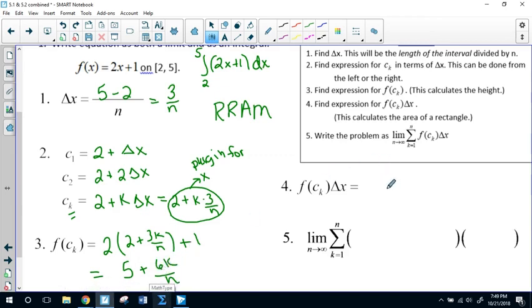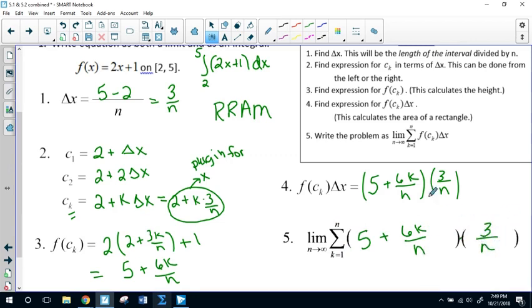This 5 plus 6k over n gets multiplied by the delta x. But we're not actually going to multiply it in. We're just going to leave it like this. So then this whole thing, the first parenthesis goes here, and the second parenthesis is your delta x, and it goes over here. So you're always going to have the limit as n goes to infinity of k equals 1 to n, the sum of that, and then it's 5 plus 6k over n goes here, and then times 3 over n. So this is my final answer of writing this integral in the limit definition form.